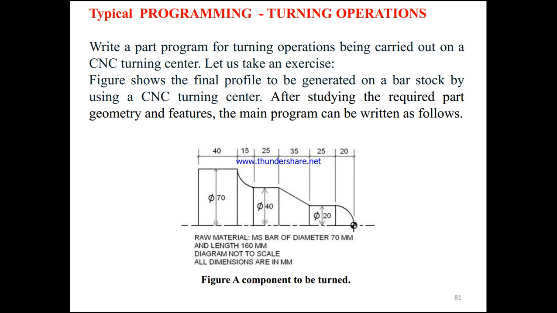Here we have diameter 70, and dimensions 15, 40 and 20. The raw material is an MS bar of diameter 70 mm and length of 160 mm. The diagram is not to scale here, so we'll leave all this. With respect to this, you have to do the programming.